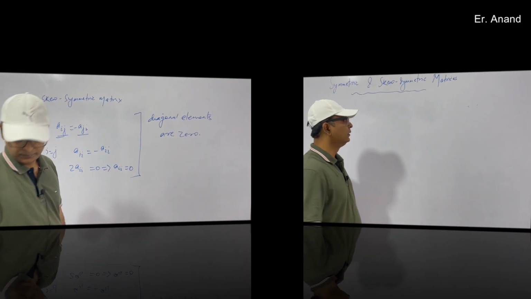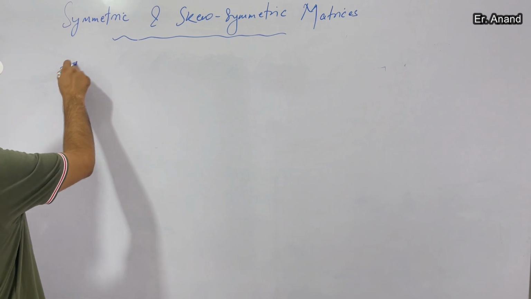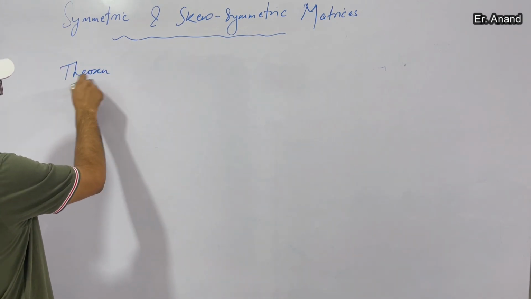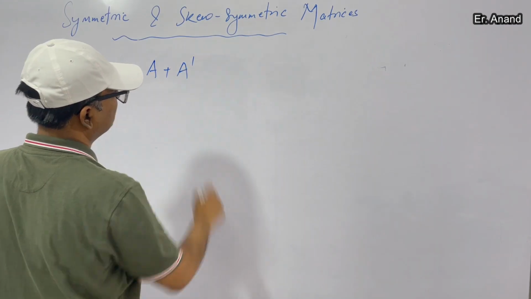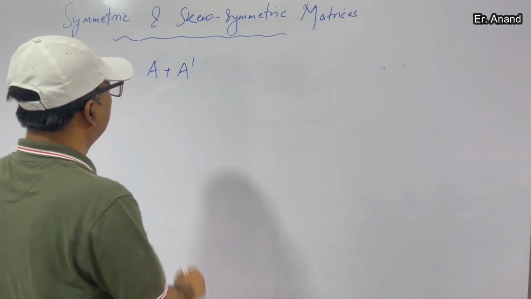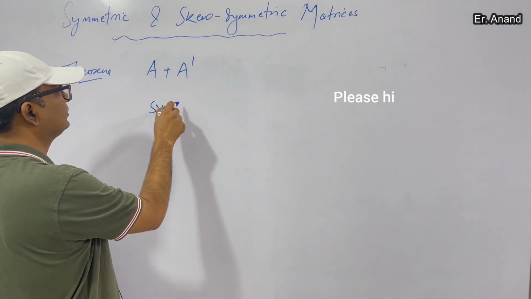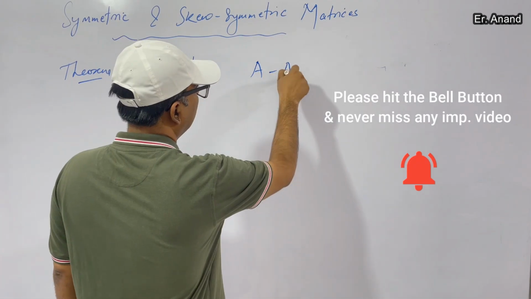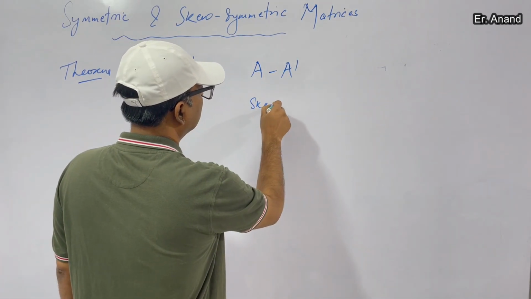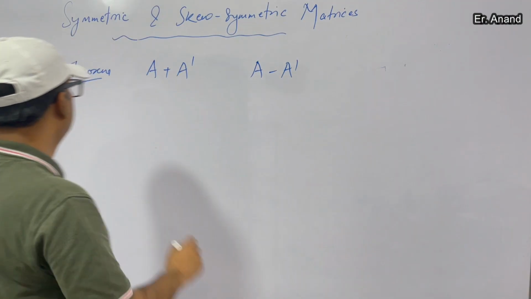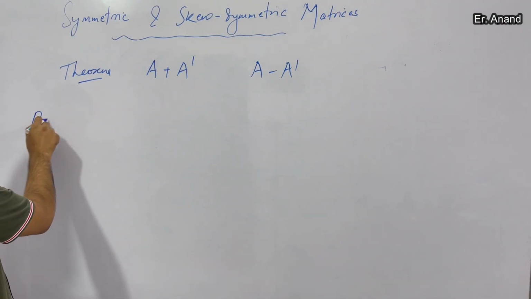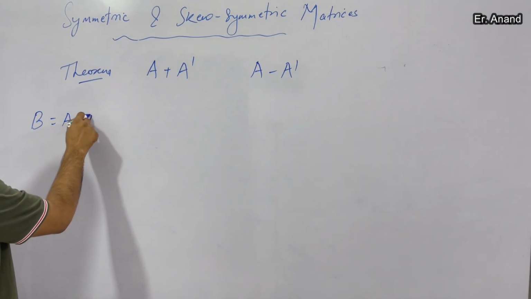Clear? Now let's say a theorem. It says that A plus A dash, that is transpose of that matrix, is a symmetric matrix, and A minus A dash is skew symmetric. How? Let's say B is a matrix A plus A dash.